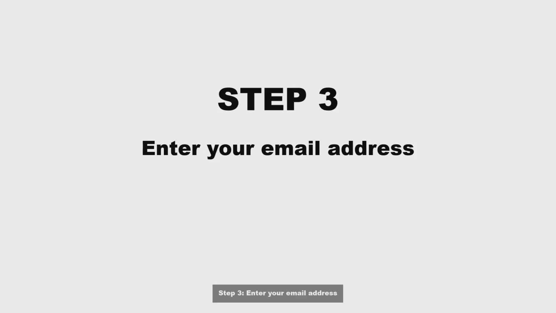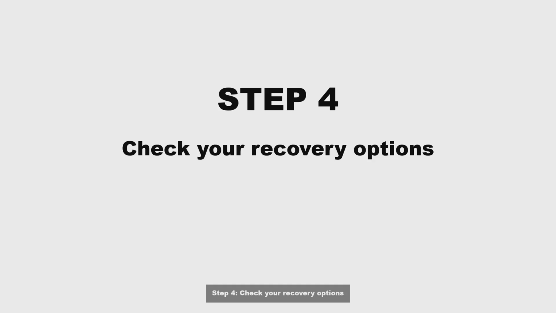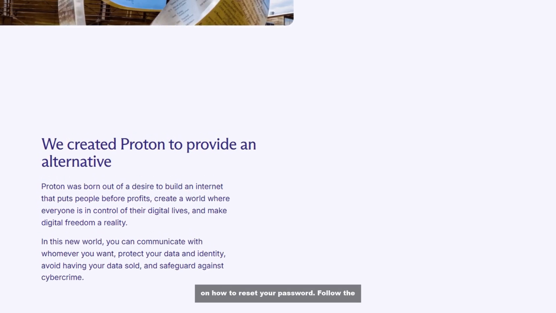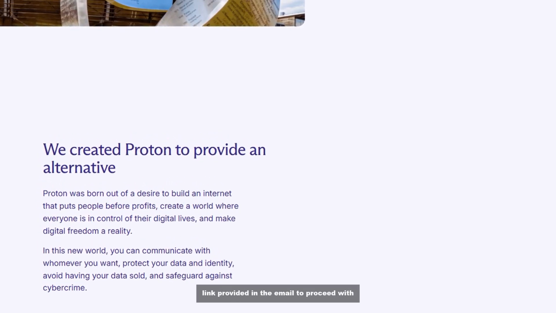Step 3. Enter your email address. Provide the email address associated with your ProtonMail account. This is necessary for ProtonMail to identify your account and send you further instructions. Step 4. Check your recovery options. You will receive an email with instructions on how to reset your password. Follow the link provided in the email to proceed with the password reset.